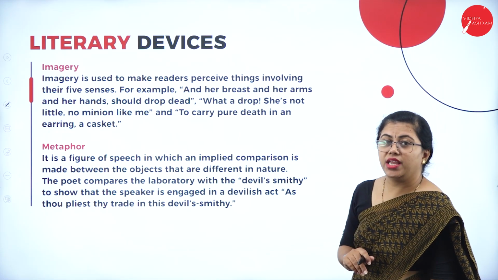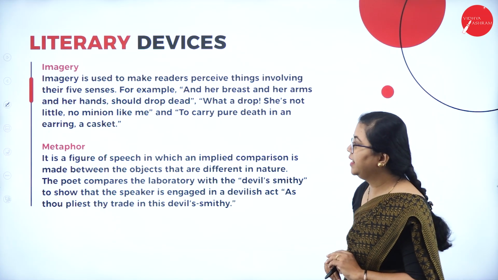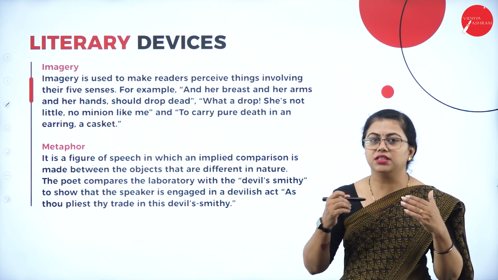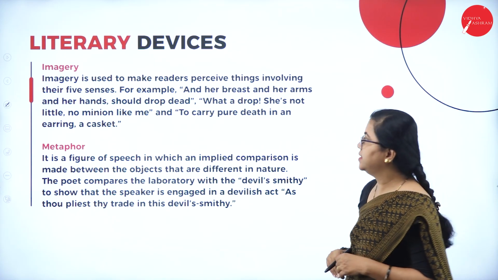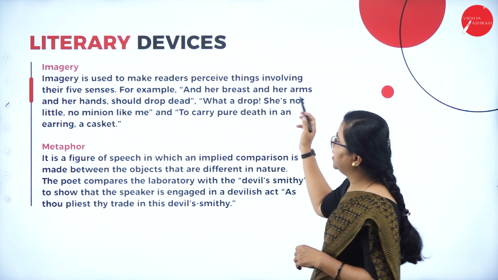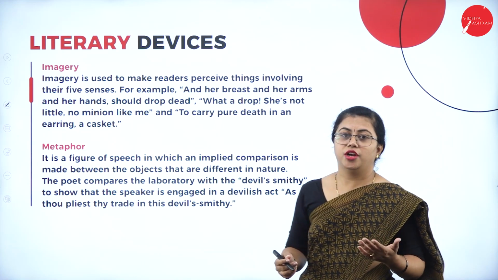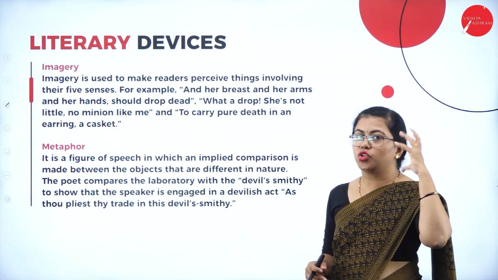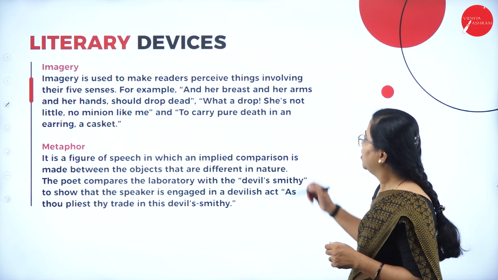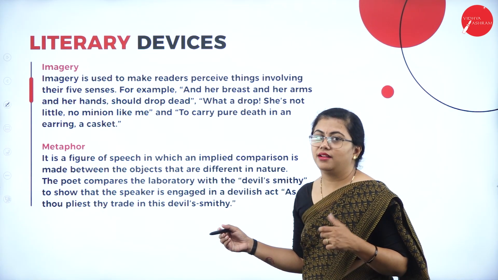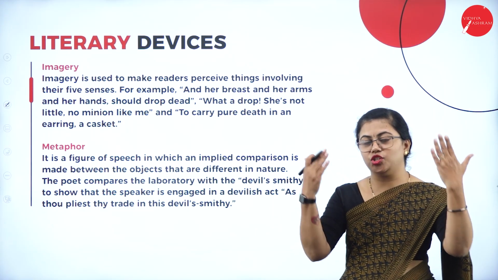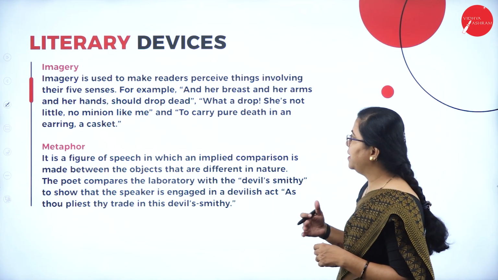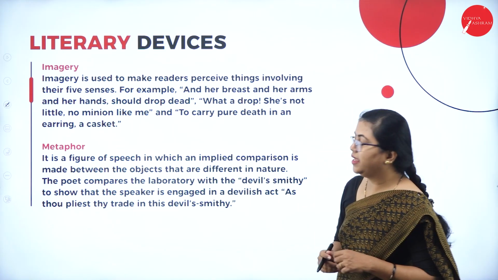Then we have imagery. Imagery is a very wonderful literary device. Imagery is used to make the readers imagine something that is felt by the five senses. So here you can see, and her breast and her arms and her hands should drop dead. You can imagine a person just falling dead, isn't it? So that imagination can be created here. Water drop, she is not a little, not minion like me. So you can imagine a bigger body of hers, bigger built. To carry pure death in an earring, a casket.